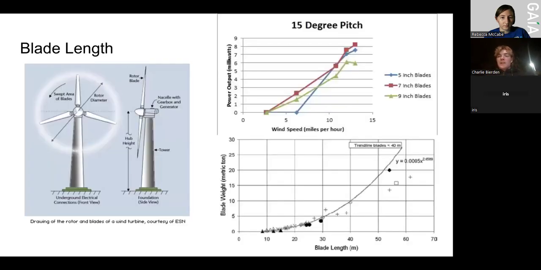And lastly, the blade length. A quick question. Yeah, please. Can I ask a quick question?